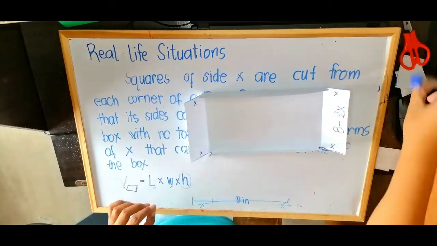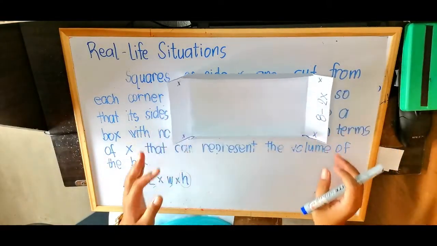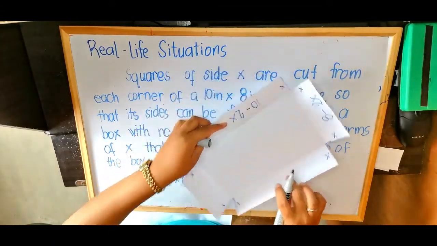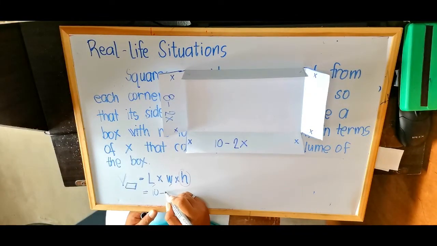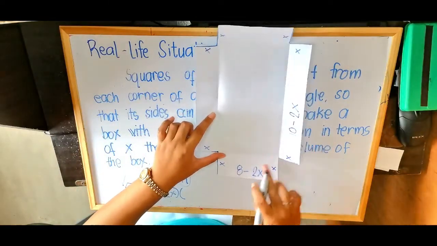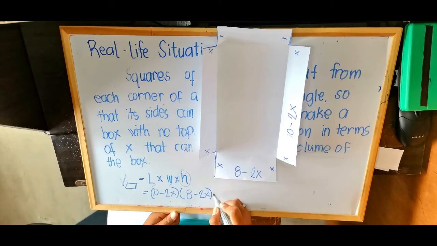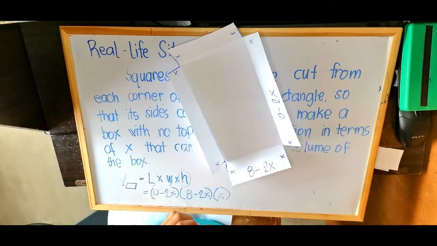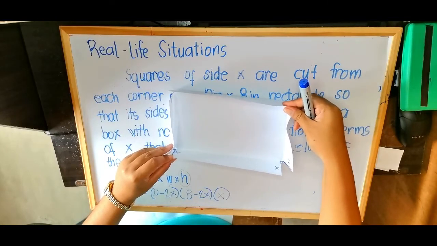So, therefore, your height is x. Okay. So, let us show it now. Your length is 10 minus 2x, while your width is 8 minus 2x. And then your height is x. So now, what is the volume of this rectangular box?